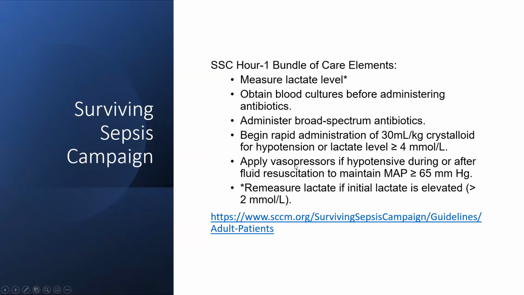So the Surviving Sepsis Campaign Hour 1 bundle, these are the elements. So we measure lactate level. You obtain those blood cultures. This is all within an hour of presentation or when you identify these symptoms. Administer broad spectrum antibiotics until those cultures come back, and they can actually treat with the proper antibiotic.